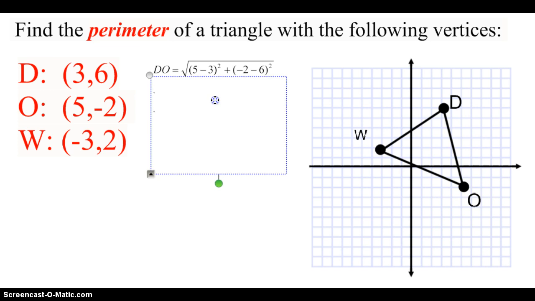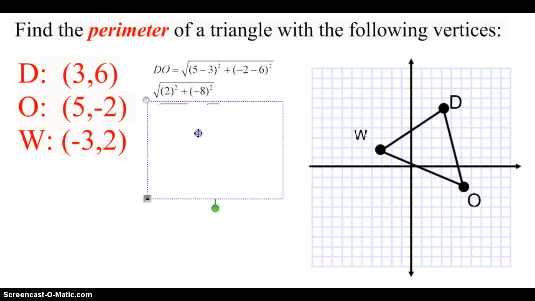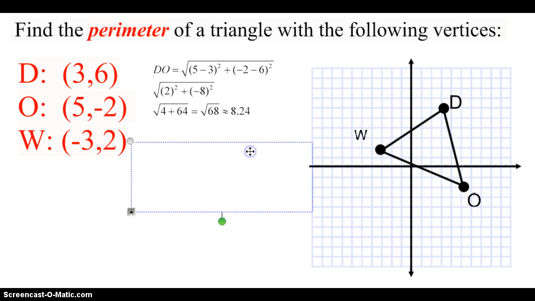And so I'm going to get 5 minus 3 and -2 minus 6. Please be careful. The biggest mistake is subtracting negatives. So I get 2, I get -8 because negative and negative makes more negative. I get 4 plus 64, the square root of 68. So I'm going to leave it. I've been rounding everything to 2 decimal places.